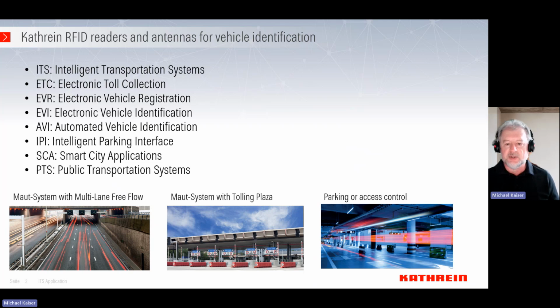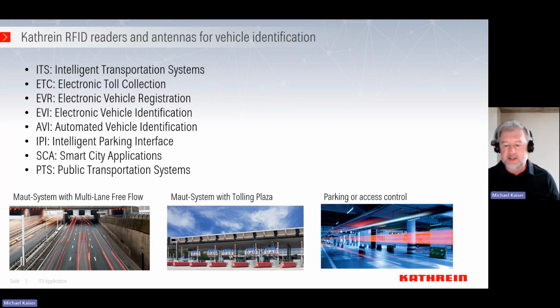A typical scenario is a tolling plaza, where there's a barrier in front, and when the car arrives, the car has to stop, and then it will be checked for the allowance. Of course, you can do this with a person sitting there and collecting money, but the easiest way is to do it automatically based on RFID.